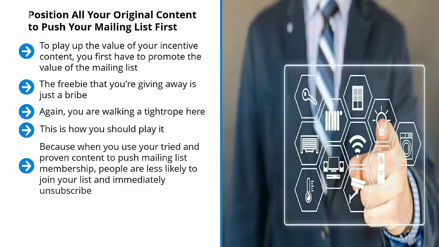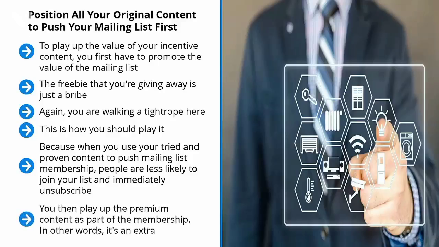This is the key, because when you use your tried and proven content to push mailing list membership, people are less likely to join your list and immediately unsubscribe. They are aware of the value that the list can possibly bring to their lives. You then play up the premium content as part of the membership. In other words, it's an extra. It's not the main focus of the list. Keep the list separate from the premiums you use to get people to sign up to your list.